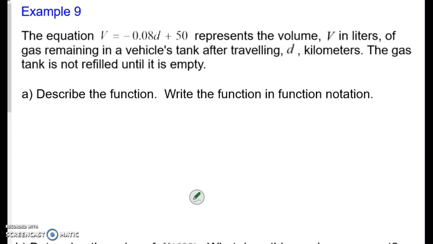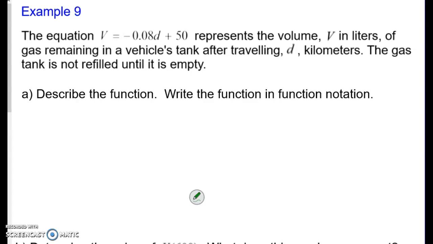The equation V equals -0.08D plus 50 represents the volume in liters of gas remaining in a vehicle's tank after traveling d kilometers. The gas tank is not refilled until it is empty. Describe the function and write the function in function notation.